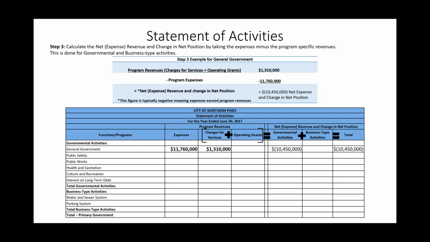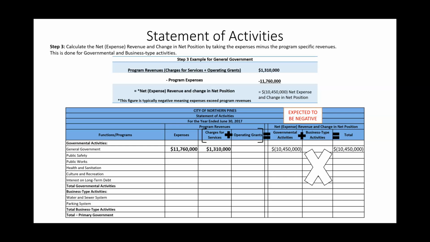But if you simply remember that formula that we gave you in step 3, it's right here at the top again. Program revenues minus program expenses equals your net expense or revenue. Typically, it's going to be negative. We expect that to be a negative number, right? So don't freak out when you see that it's a negative number. Okay, so let's start with general government. We had $11,760,000 in expenses. We had charges for services in the amount of $1,310,000. We're not going to have any business type activities here.